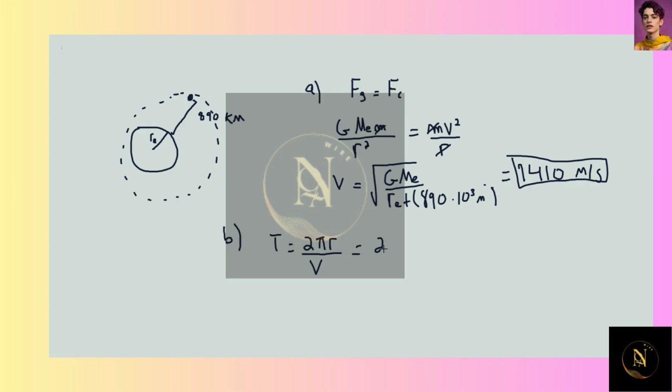So that'll just be 2 pi times the radius of the Earth plus 890 times 10 to the third meters, divided by that velocity we just found, 7,410 meters per second. And we should find that that comes out to be 6,144 seconds. And then when we convert that to hours, we get that it's 1.71 hours.